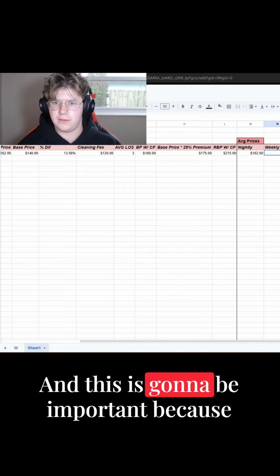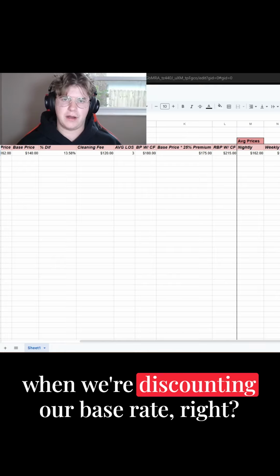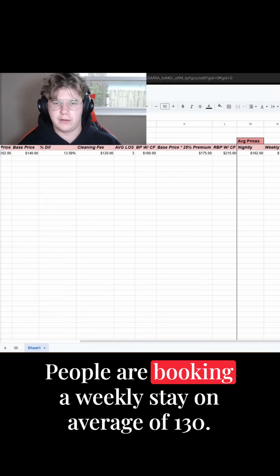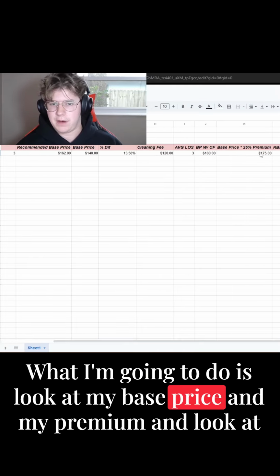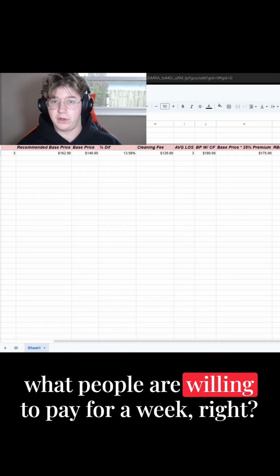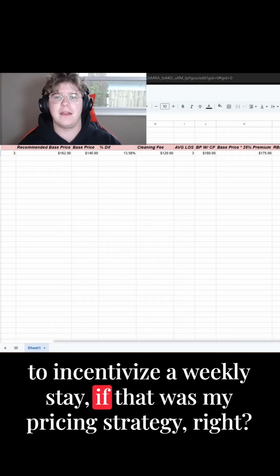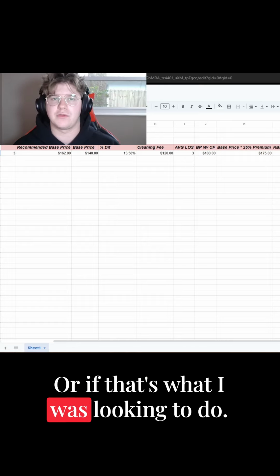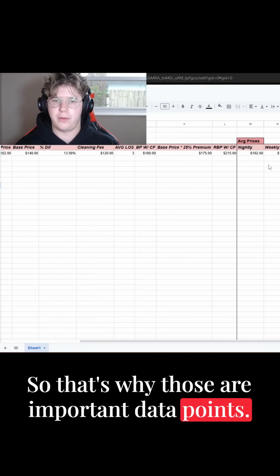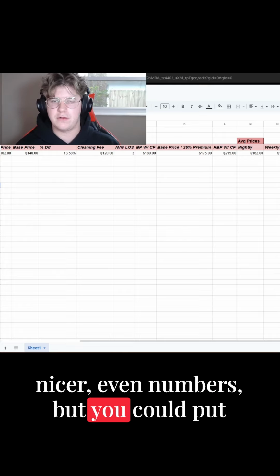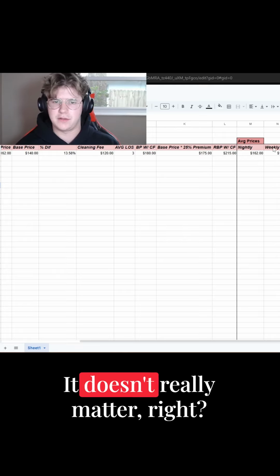And this is going to be important because when we're discounting our base rate, if I know that people are booking a weekly stay on average of 130, what I'm going to do is look at my base price and my premium and look at what people are willing to pay for a week. That's going to tell me how much I would need to discount the price to incentivize a weekly stay, if that was my pricing strategy. So that's why those are important data points. I think I just rounded down for nicer even numbers, but you could put the exact number, it doesn't really matter.